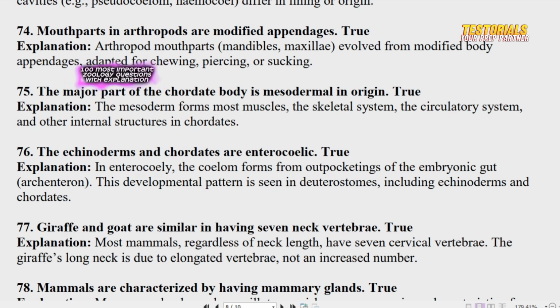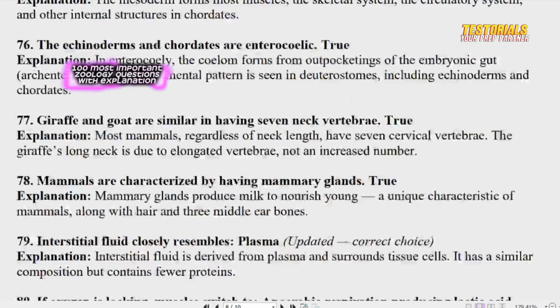76. The echinoderms and chordates are enterocoelic. True. Explanation: In enterocoely, the coelom forms from outpocketings of the embryonic gut, the archenteron. This developmental pattern is seen in deuterostomes, including echinoderms and chordates.